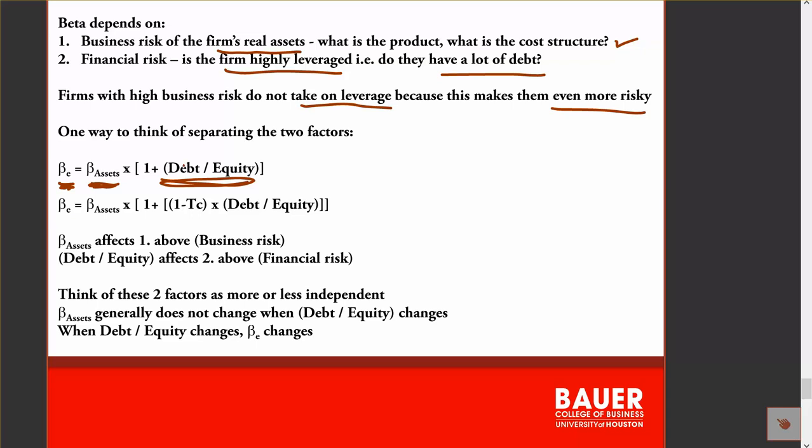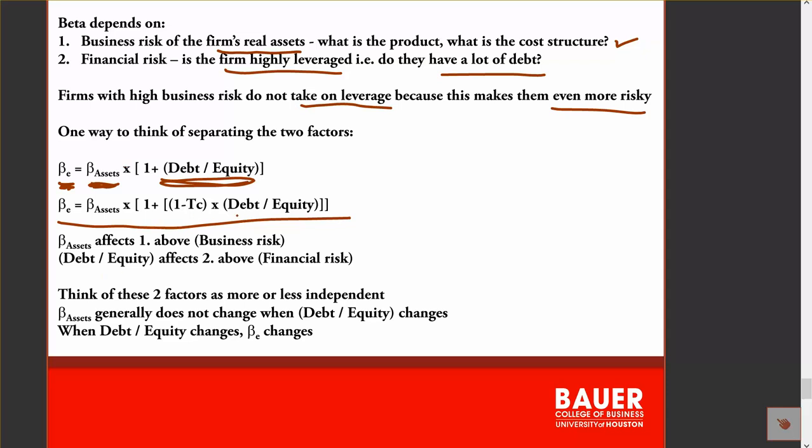So, and then if we control for the tax rate, really this is the equation that you want to keep in mind. Okay, beta of assets affects the business risk. What kind of assets do they have? How risky are those assets? Are they pro-cyclical? Are they counter-cyclical? How do they move when the economy moves up and down?